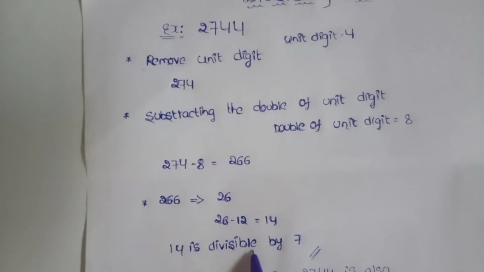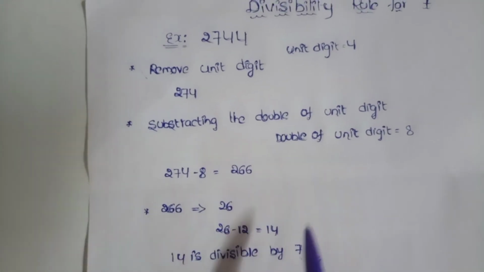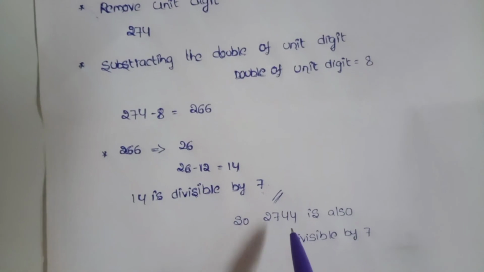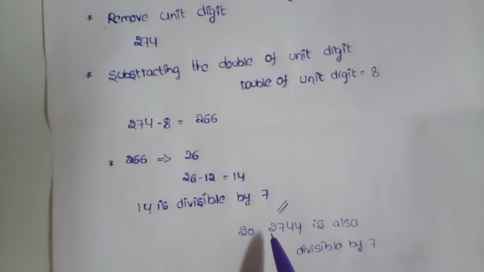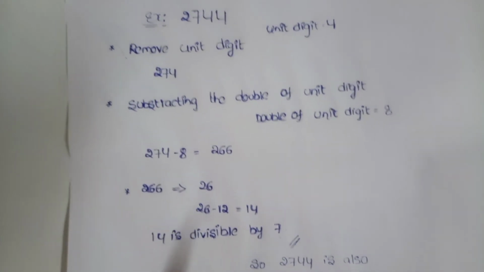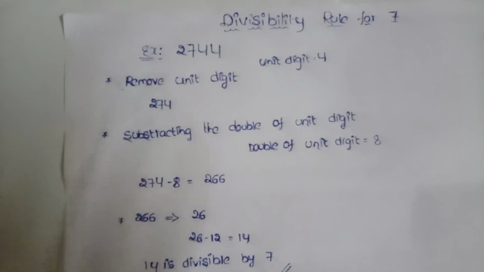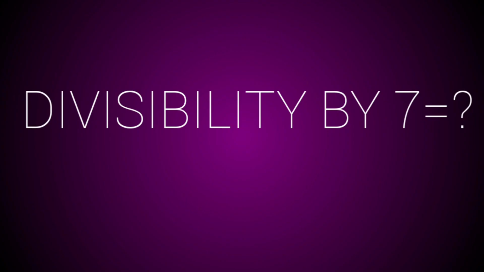14 is divisible by 7, right? So the entire value is also divisible by 7. So 2744 is also divisible by 7. This is the trick for the divisibility rule for 7. If you know any simple method better than this, please comment that method in the comment box.